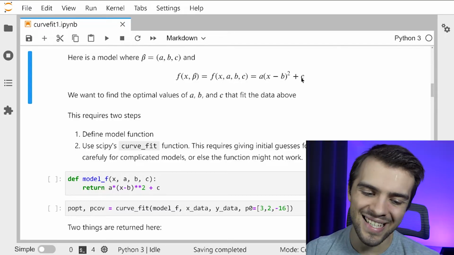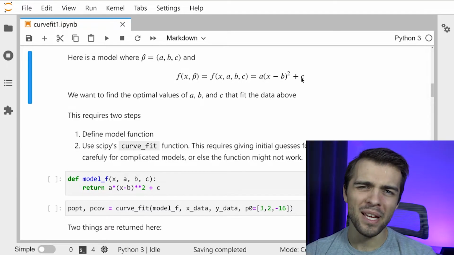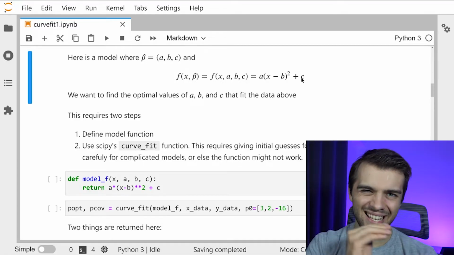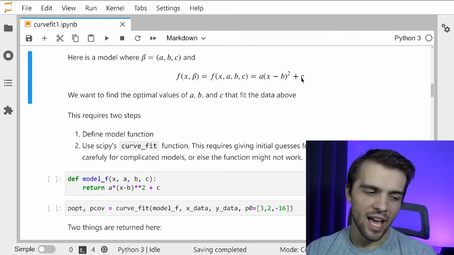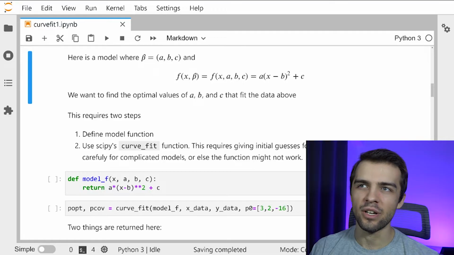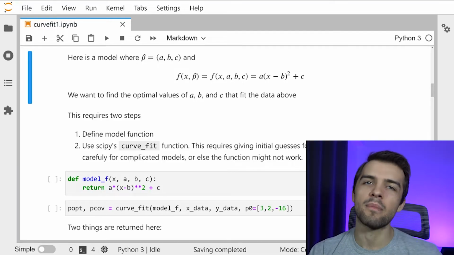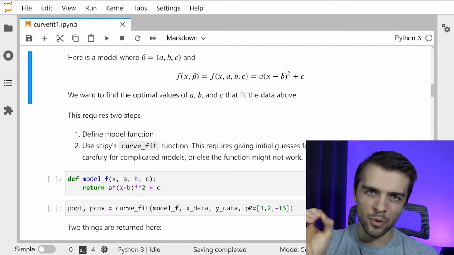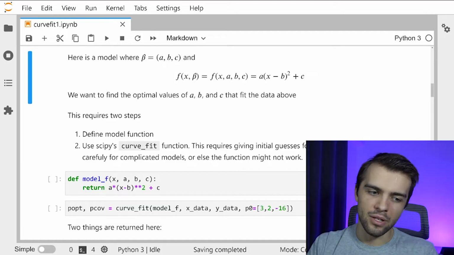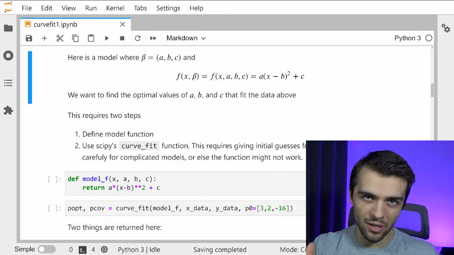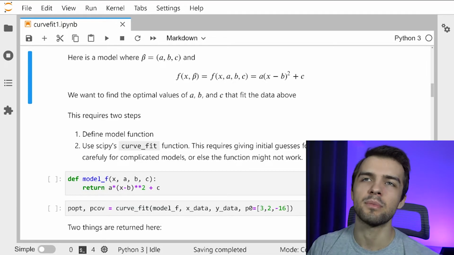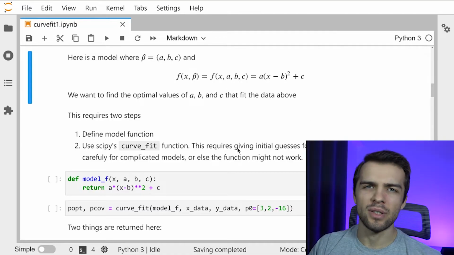And this isn't always easy to do, and so probably the biggest challenge when it comes to curve fitting is getting a good initial guess. And I'm going to really focus on that in this video. Because if you have a really complicated model, you have to be very careful with your initial guess, or the algorithm might not run properly. It might fail, you might not get optimal parameters, for example. And so that's something I'm going to focus on, very important.